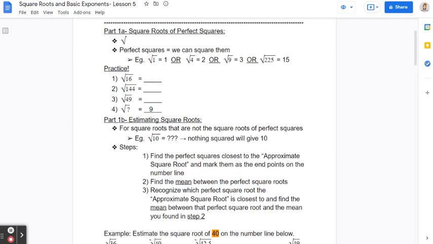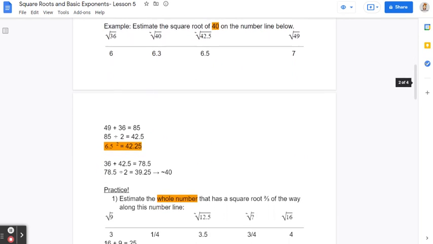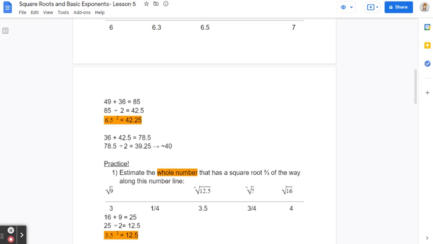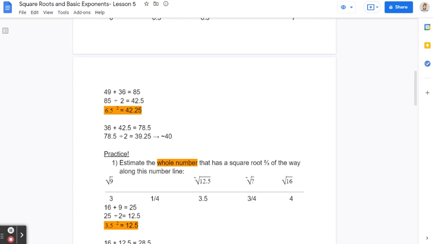step 2, which is finding the mean between the perfect squares. So that means 16 plus 9, which is 25, divided by 2 is 12.5. And if we take the square root of that, we're going to get approximately 3.5. So 3.5 squared is about 12.5. Okay, so that's the first part.